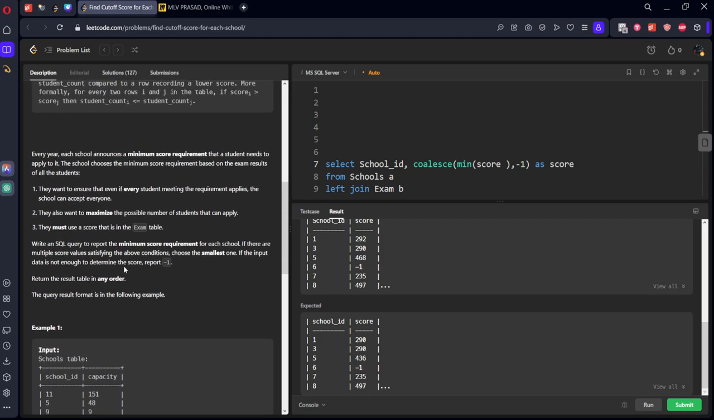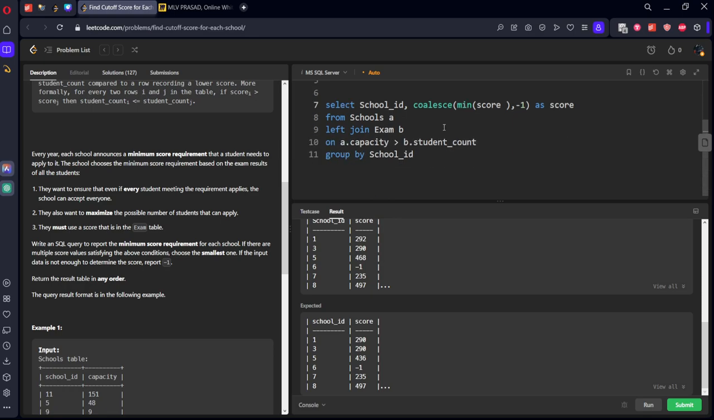Did they tell us to order by anything? Nothing. Okay, let's see what mistake we are getting. 235, 497, minus 1, 436, 290, and 292. It should be greater than or equal to.